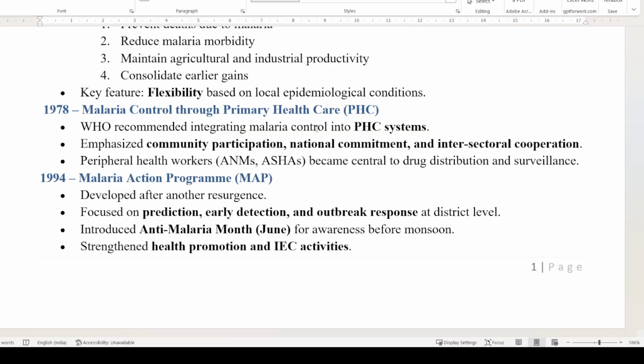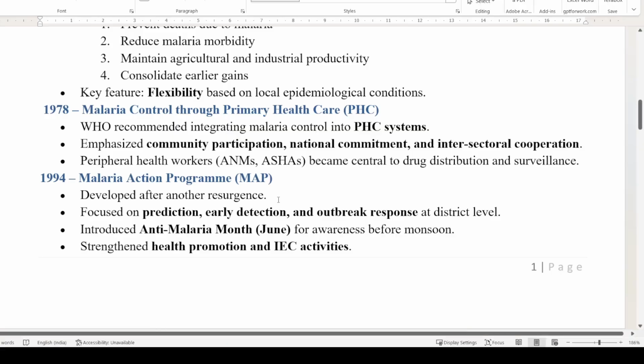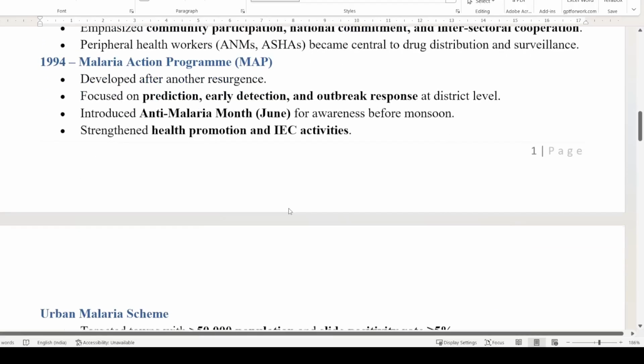Then in 1994, the Malaria Action Program, another resurgence program, was developed, and it focused on prediction, early detection and outbreak response at district level. Anti-malaria month was introduced, and it is celebrated every year in June for awareness before monsoon. The main thing is to strengthen health promotion and IEC activities.